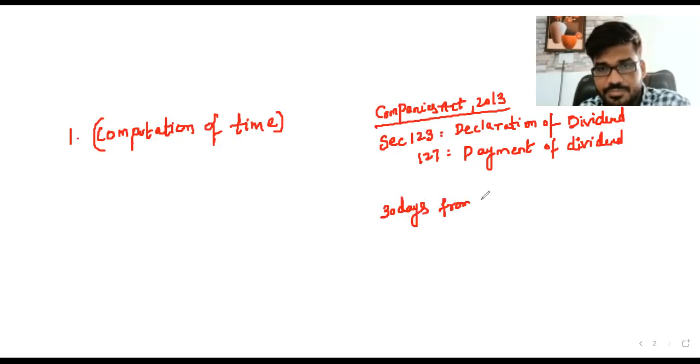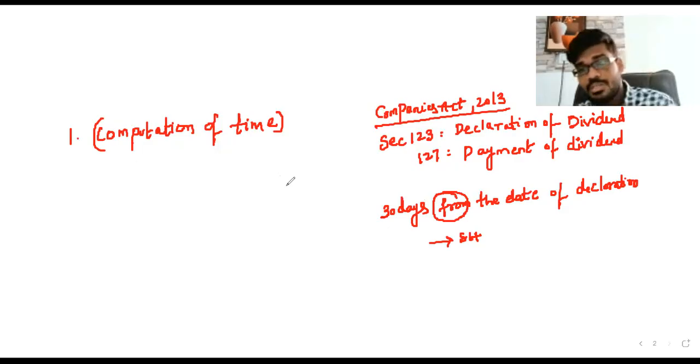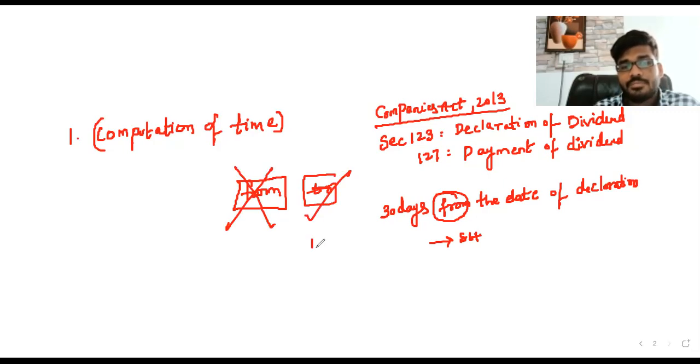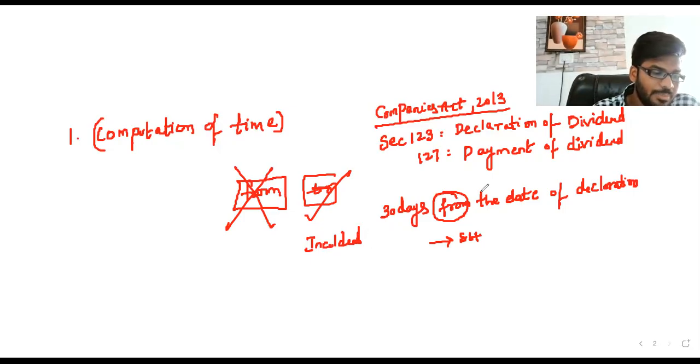from the date of declaration, you should make a payment to the shareholders. So whenever you calculate the 30 days from the date of declaration, in any situation, in case of any act, whenever they start with the words 'from' and 'to', the first series of days is excluded and the last series of days is included. First series of days is excluded and last series of days is included. That is nothing but computation of time.